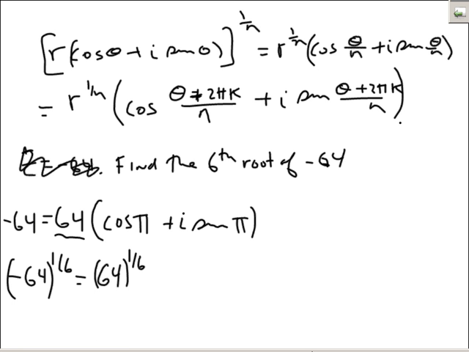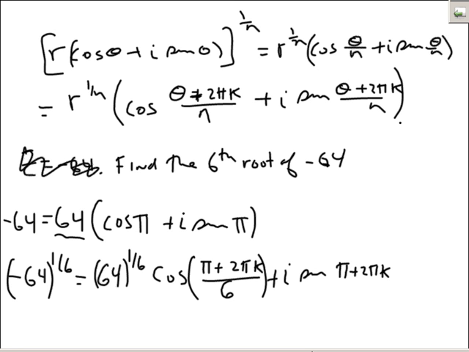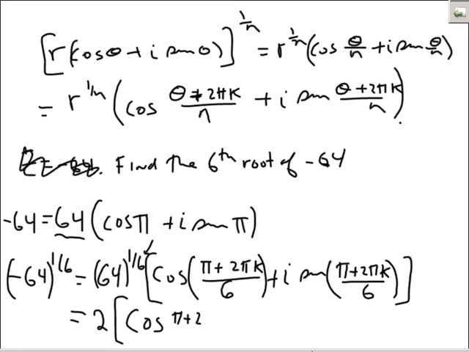And then what we get is cosine of theta plus 2 pi k divided by 6, because we want the sixth root, plus i times sine of the angle plus multiples of 2 pi over 6. And we know that the sixth root of 64 is 2. What times itself 6 times gives 64? 2. So it's 2 times the cosine of pi plus 2 pi k over 6, plus i times the sine of pi plus 2 pi k over 6.